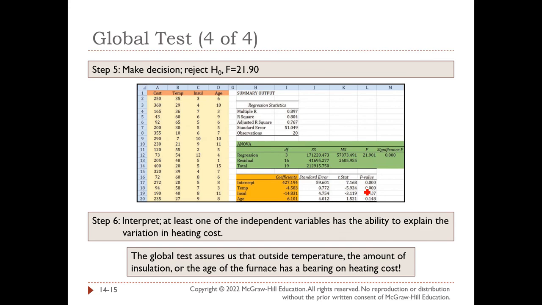So, step 6, interpret. At least one of the independent variables has the ability to explain the variation in heating cost. The global test assures us that outside temperature, the amount of insulation, or the age of the furnace has a bearing on heating cost. So we do know one of them does.